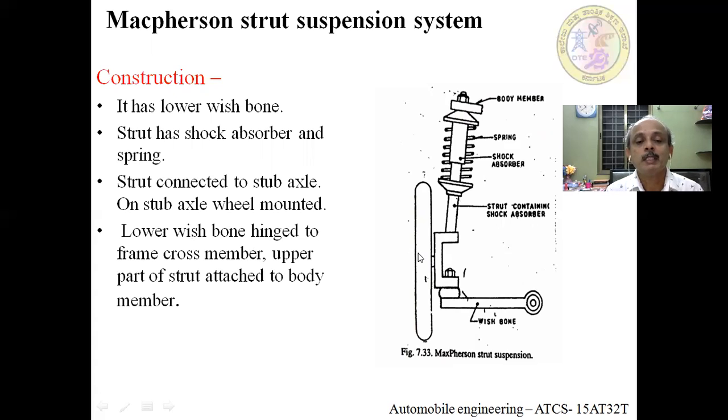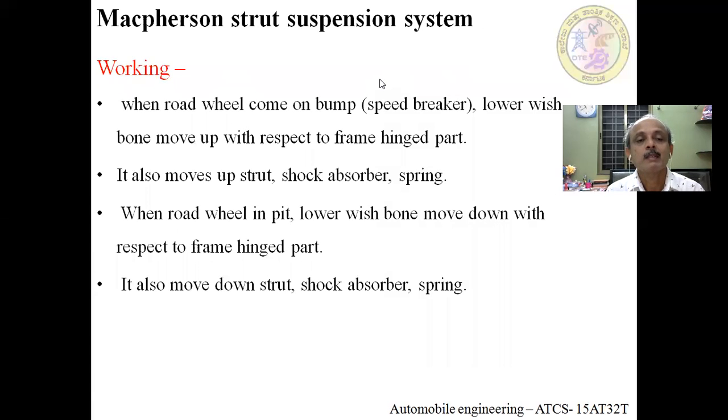Lower wishbone is hinged to the frame cross member. This part is hinged to the frame cross member. The upper part of the strut, here it is, is attached to the body member. This is a simple construction of MacPherson strut suspension system. So, working.